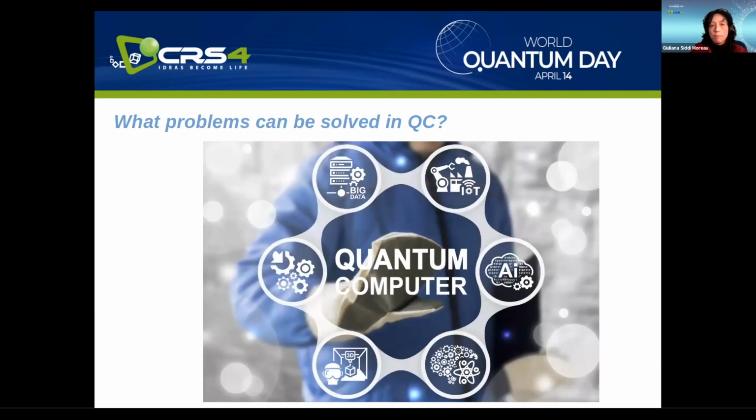What problems can be solved in QC, in quantum computers? Quantum computers are ideally suited to solving complex problems, which are hard for classical computers. If we have to measure how efficiently a computer can solve a given problem, this efficiency is determined based on how the computational resources grow when they are needed to solve this problem.